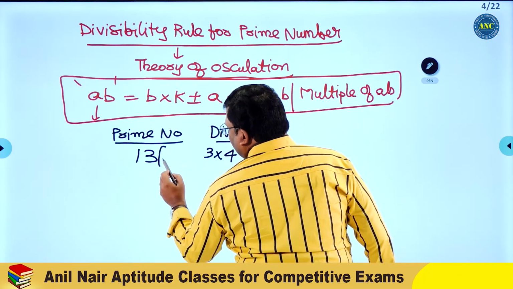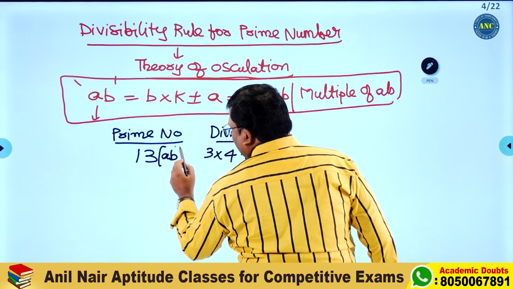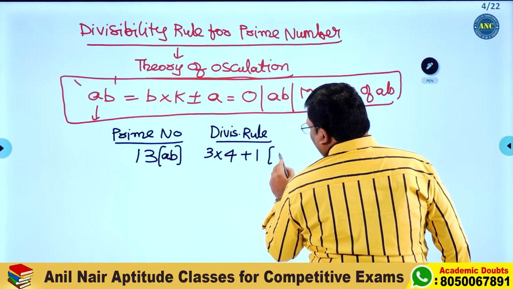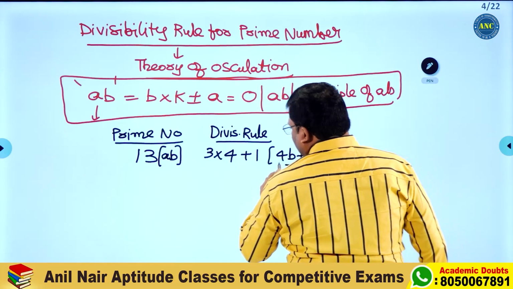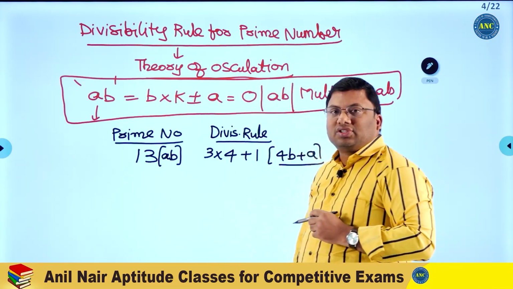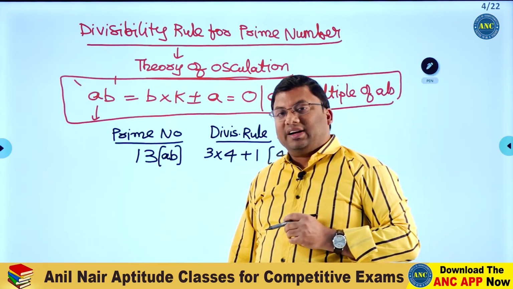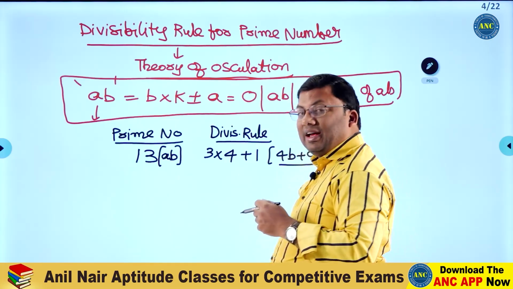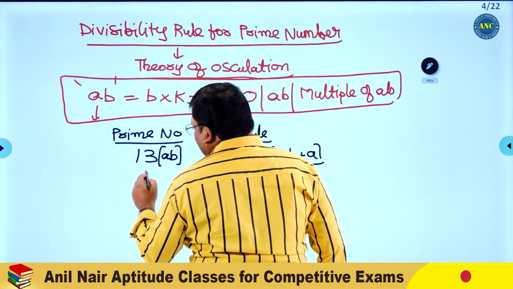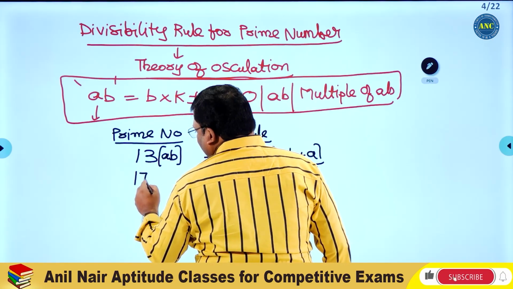That means the divisibility rule of 13 is 4b plus a: 4 times the unit digit plus the remaining digits. 3 fours are 12, 12 plus 1 is 13. I hope the idea is very clear. After 13, let me take the next prime number, 17.